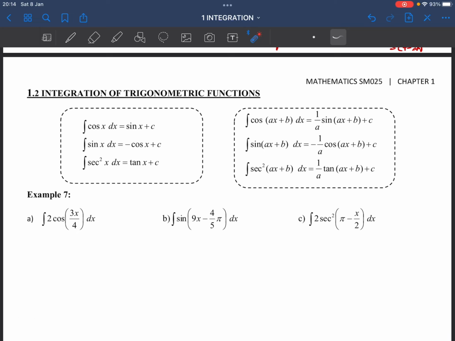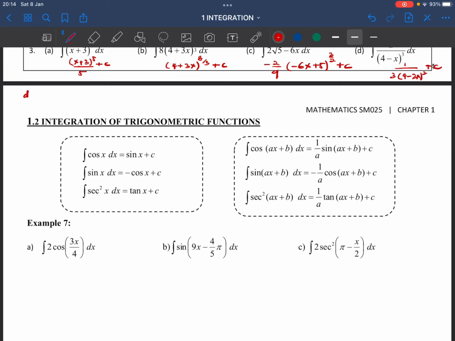So revise sikit, recap. If we want to differentiate sine x, we will get positive cos x. If we want to differentiate cos x, we get negative sine x. Okay, if we differentiate tangent x, we get secant square x, right? Okay, so for integration, just terbalik.